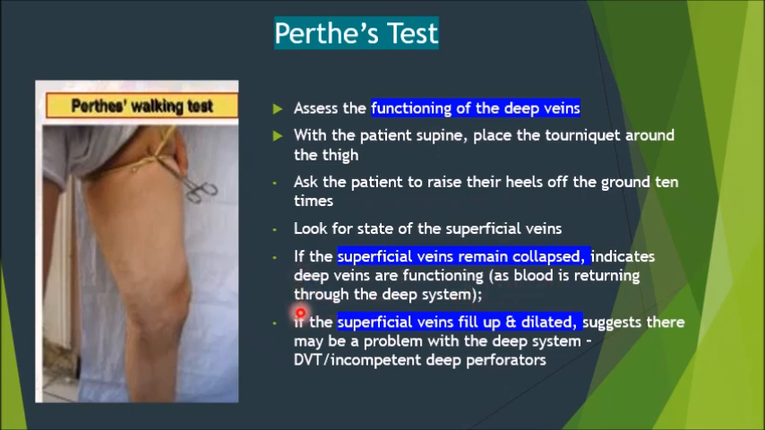If, on the other hand, the superficial veins fill up and get dilated, even with the tourniquet on, then it indicates a problem with the deep veins. If the superficial veins remain collapsed, the deep veins are normal. Okay. If the superficial veins fill up and get dilated, it suggests there may be a problem with the deep venous system. There may be a blockage or there can be incompetence. And the most common ones will be a DVT or incompetent deep perforators.